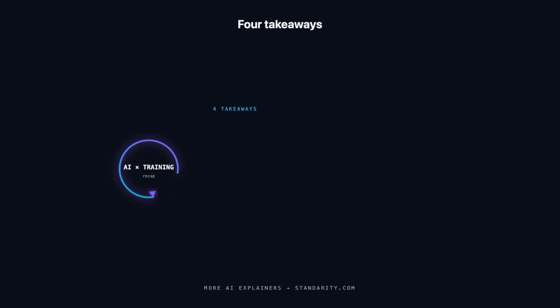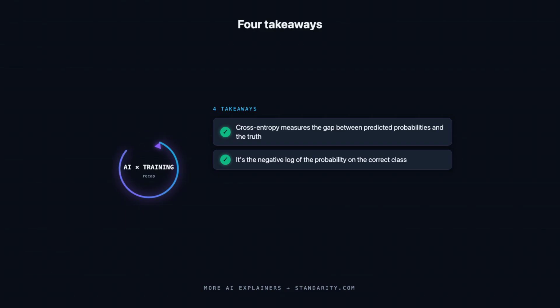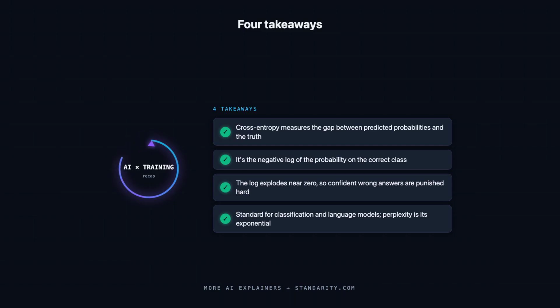All right, let's lock in the essentials. This loss measures the distance between the model's predicted probabilities and the true label, and it is what we call cross-entropy. It is the negative log of the probability given to the correct class, so it stays small when the model is confidently right. Because the log explodes near 0, confident wrong predictions are punished heavily, pushing the model toward calibration. It is the standard loss for classification and language modeling, pairs cleanly with softmax, and perplexity is just its exponential.